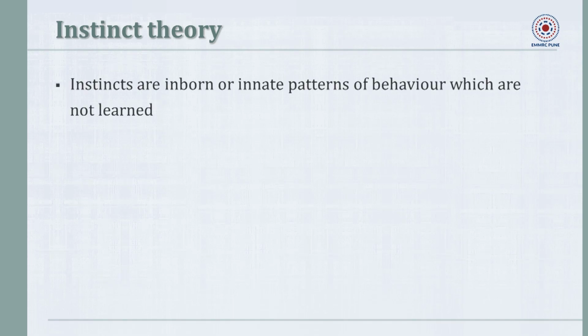Instinct theory of motivation. Instincts are innate or inborn patterns of behavior that are not learned. Early theorists tried to explain motivation with the help of these biologically determined instincts. For example, the sight of a mouse makes the cat chase it. From an instinct theory perspective, a cat's inherited reflexes of chasing and running are triggered by the sight of the mouse and explain the behavior.